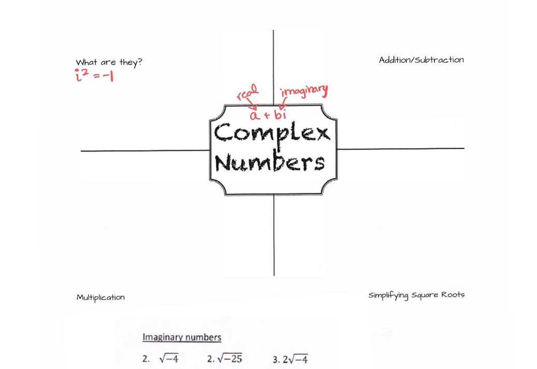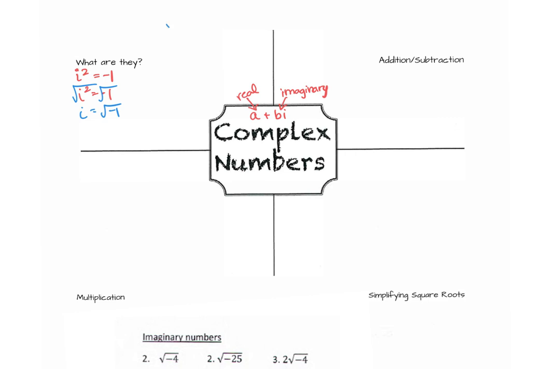And if I take that i² = -1, and I take the square root of both sides, I get i equals the square root of -1. And as you know, up until now, we weren't able to do the square root of negative numbers. But now we're going to be able to do the square root of negative numbers because we're going to find that they're equal to i.